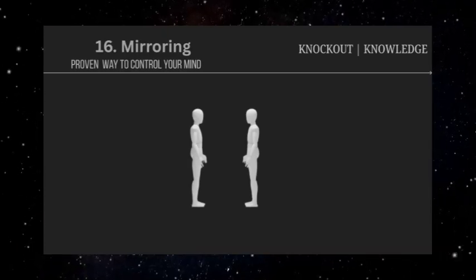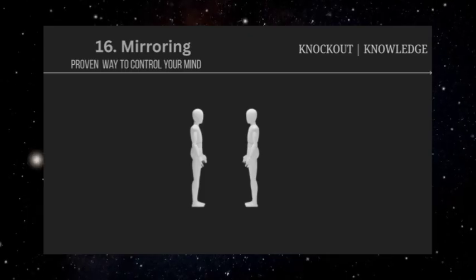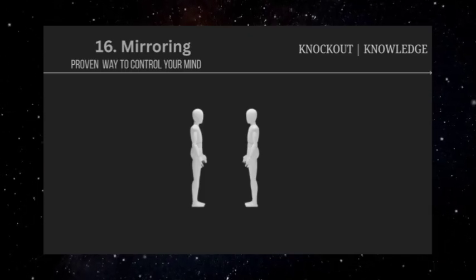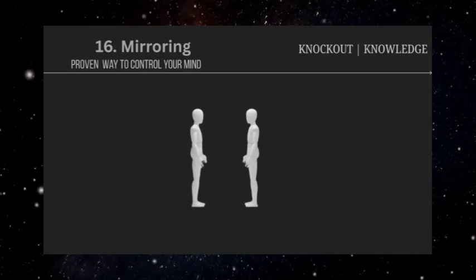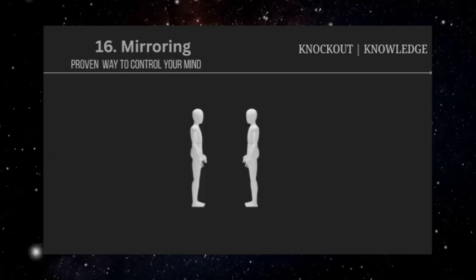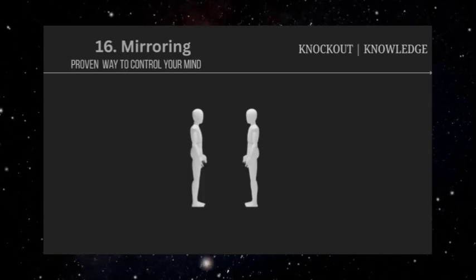The timing of mirroring is often strategic. A manipulator might mirror someone most intensely during moments of vulnerability, decision-making, or emotional openness, when the artificial rapport can have maximum impact on judgment and decision-making.